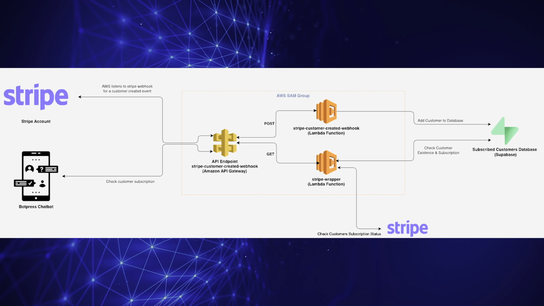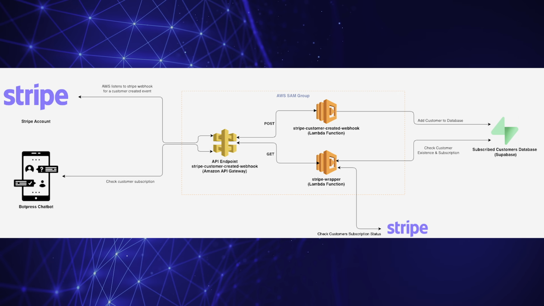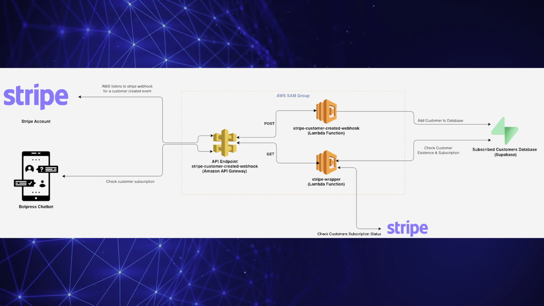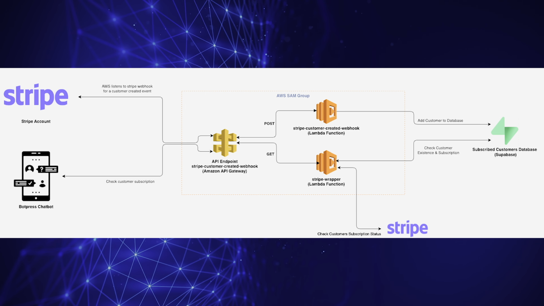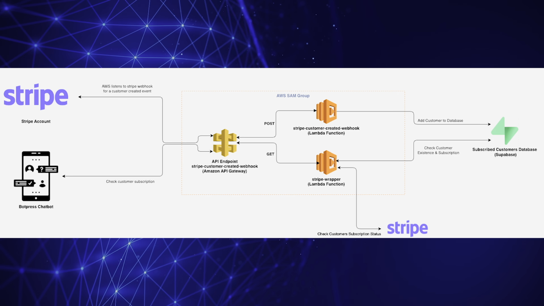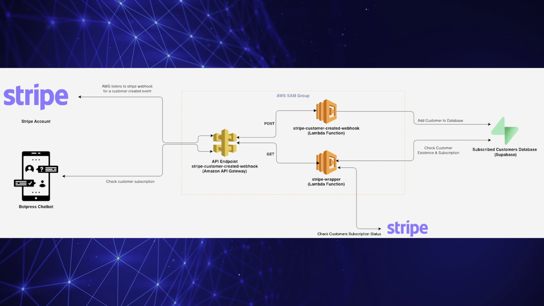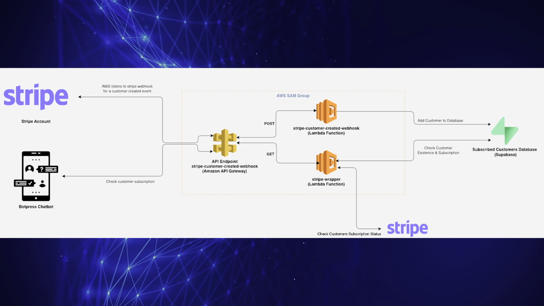Then at the bottom there, you can see that GET request. So that GET request goes to the Stripe wrapper Lambda function, which simply just checks if the customer even exists and if they have an active subscription. So we check the Supabase database to see if they're in there. And then we also check if they have an active subscription by doing an API call to Stripe.